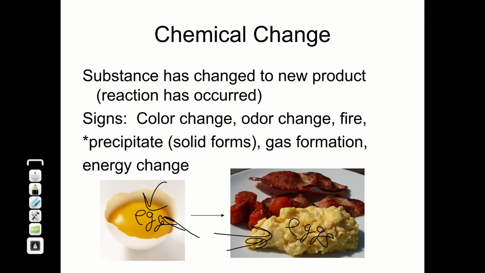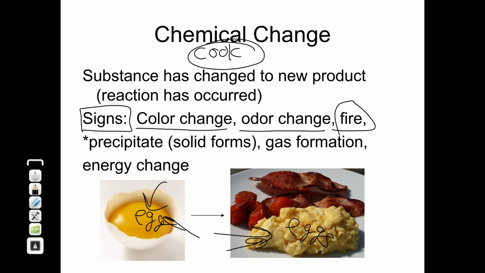An example of a chemical change is when you cook something. Cooking is chemical reactions occurring. Now, if you're just heating it up, that's not a change. But if you're actually cooking it, that's a change. And so what we have to do with chemical change is look for the signs. Does the color change? Does the odor change? Was there fire involved? Did the object catch on fire? Once that happens, it's a chemical change.